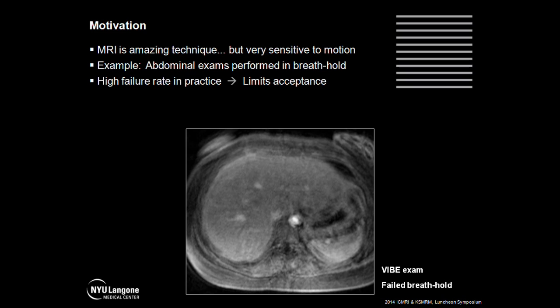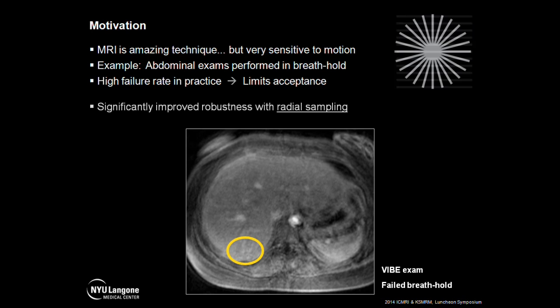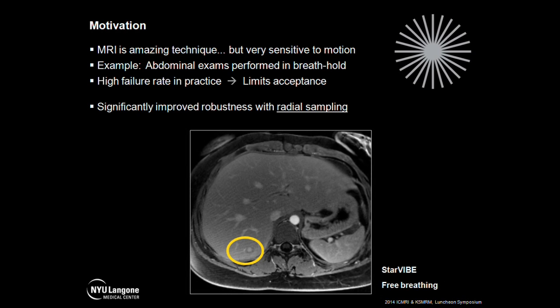And in this specific case, there's actually a lesion in the liver which is not visible anymore because of these motion artifacts. And therefore, in our group at NYU, we are working on new MRI techniques based on a radial data acquisition, which is more robust to patient motion. And if we use a radial acquisition in this specific patient here, we get this image quality where this lesion is now clearly visible. And so in this talk, I will speak about how radial sampling and also how compressed sensing can help us to improve the robustness of clinical MRI.